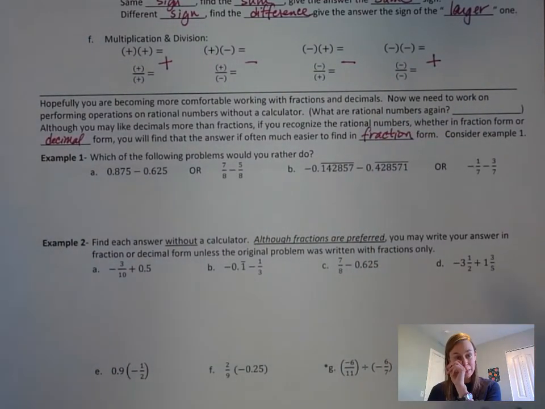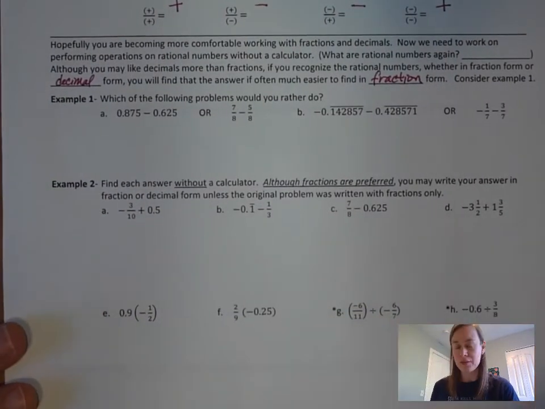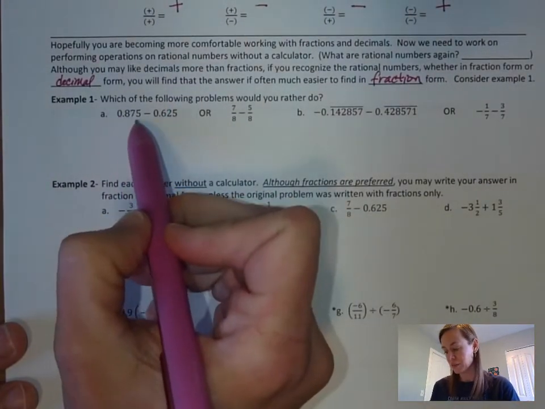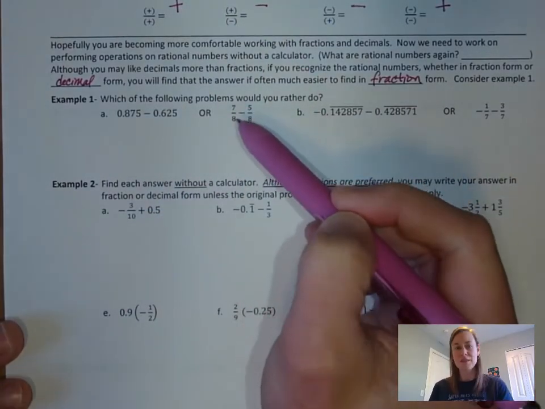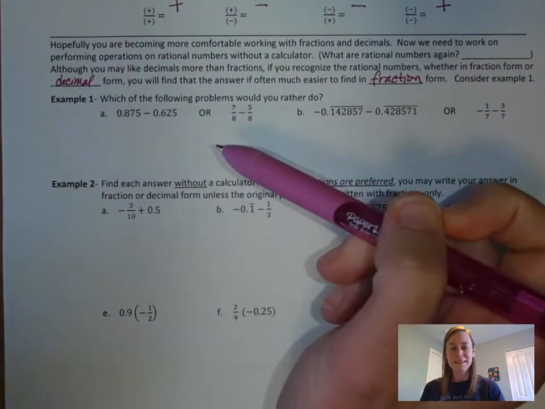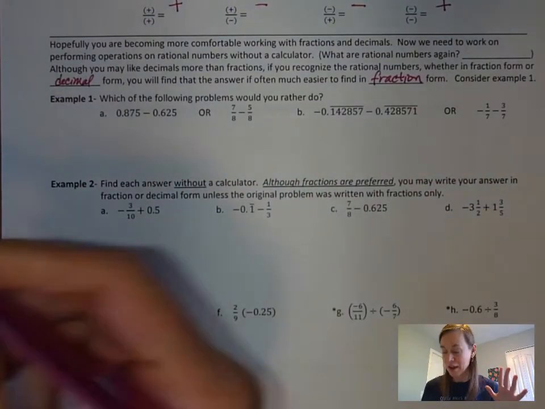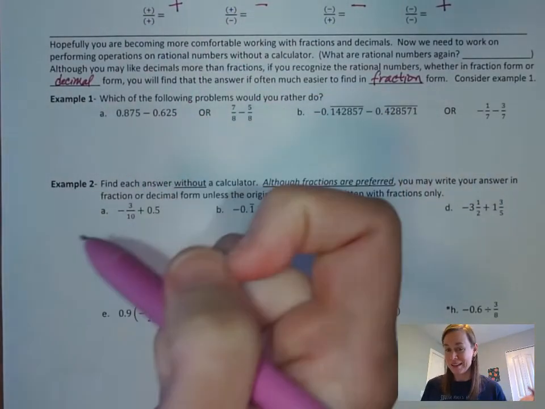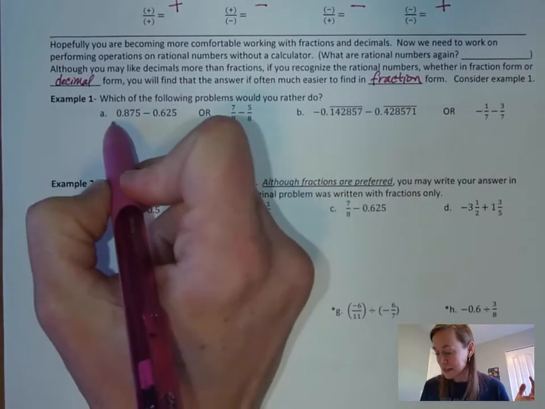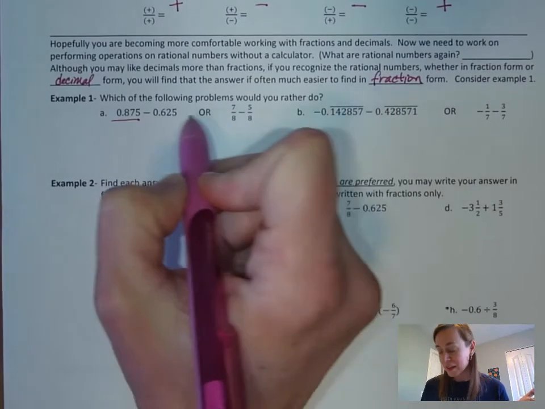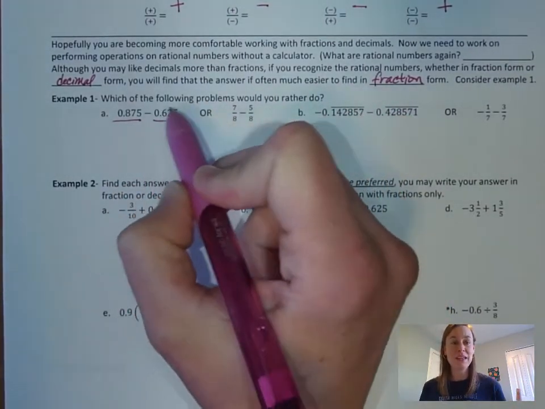Okay, so let's look at example 1. It says, which of the following problems would you rather do? And they give you these decimals to subtract or these fractions to subtract. Now you could get out your little table that I gave you yesterday and compare and find this out for yourself, or I could just tell you. These are exactly the same thing because this decimal is equal to 7/8 and this decimal is equal to 5/8. So these are the same math problem right here.